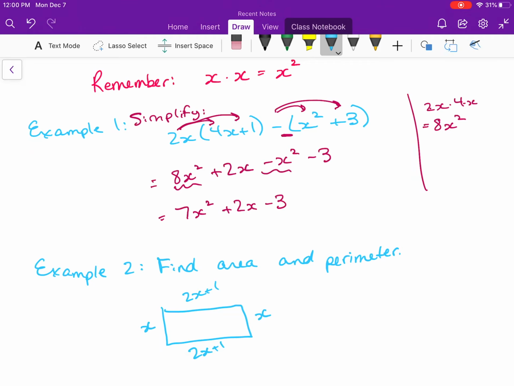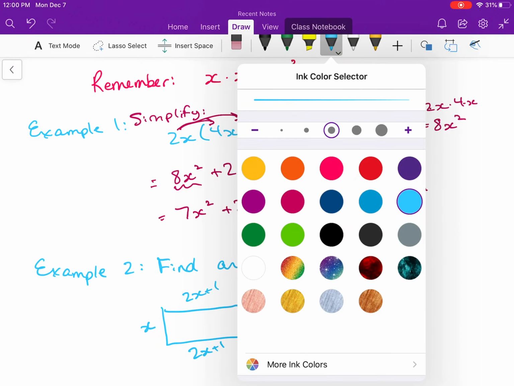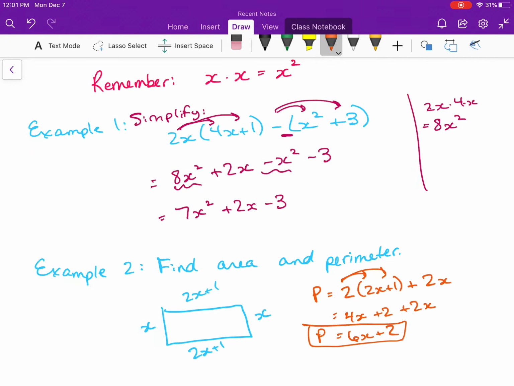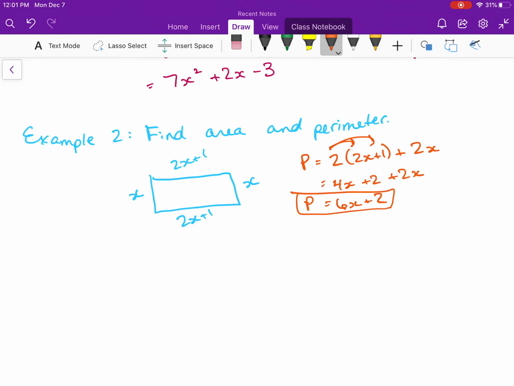Okay, so if we were finding perimeter, let's do that first because we've done problems like this. So perimeter, remember, is the outside. So what we would do is like 2 lengths of 2x plus 1 plus 2 lengths of x. And so then we can simplify that using distributive property. 2 times 2x is 4x, 2 times 1 is 2, and then plus 2x. So we have 6x plus 2 as our final for perimeter. So you did some practice with that. But let's see what happens when we're doing area.